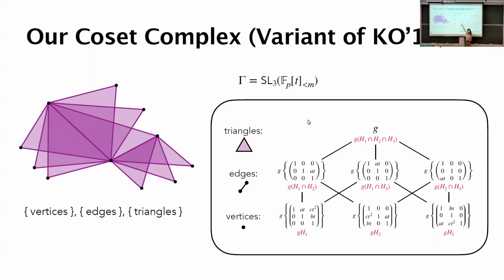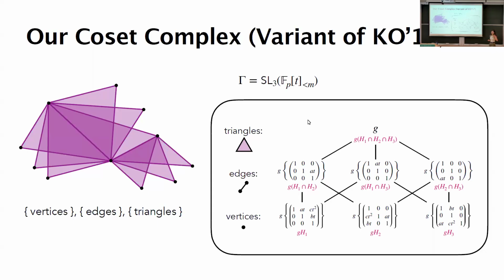There's an AT, just like a single linear term above the diagonal. And similarly for the other ones. And then finally, when you intersect all 3 of them, if you look at all 3 of these matrices, the only intersection of them all is an identity matrix. There's not really any off-diagonal term that is non-zero in all 3 of them. So really the top is going to be cosets of the identity subgroup, the trivial subgroup. So just elements G of your SL3. All right, so that's the complex we're going to use.